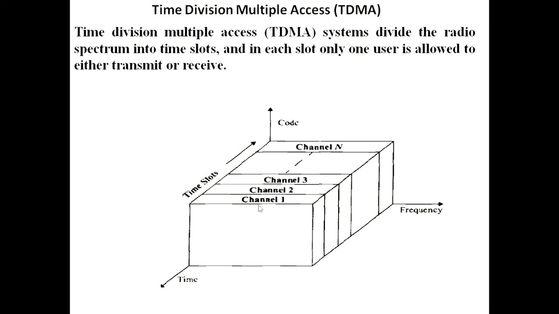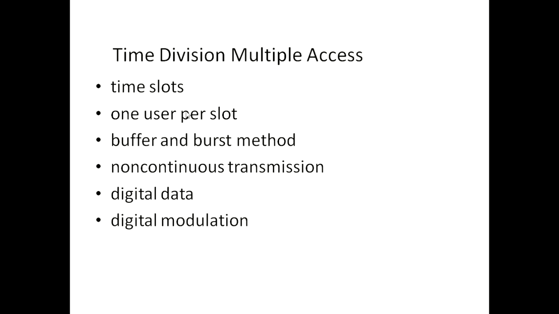Channel 1 to channel n represent the n number of time slots, which are assigned to n number of users. And these are all the key points related to time division multiple access. So it is divided into time slots, and one slot is assigned to one user. And the main concept in TDMA is the buffer and burst method.